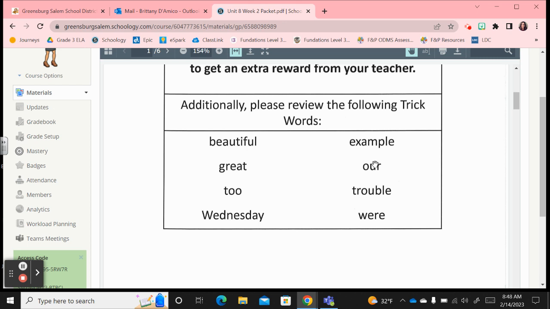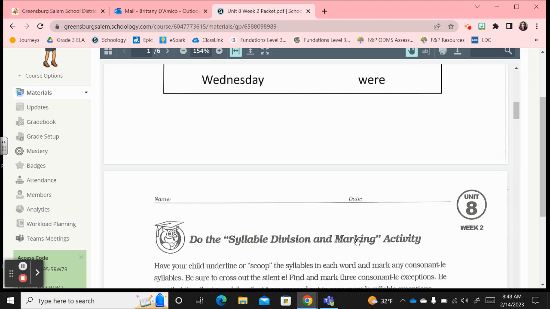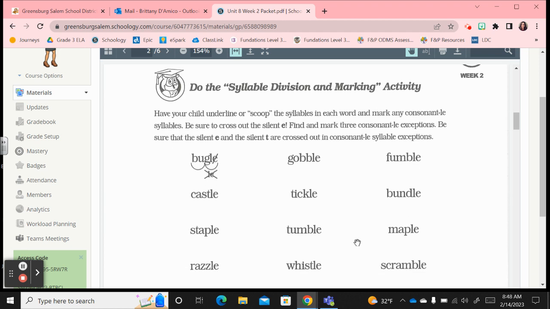Here are the trick words you should be practicing. Beautiful, great, to, Wednesday, example, hour, trouble, and were. Let's take a look at the first page.